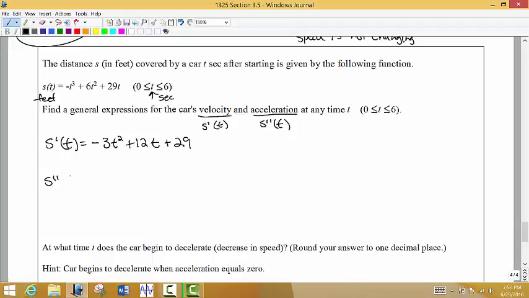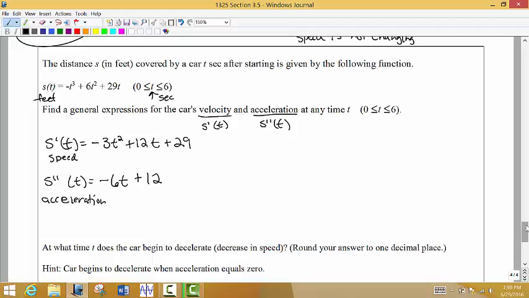So I want to find the second derivative. So we're going to take the derivative again. Okay, remember this tells me speed or velocity, and this tells me acceleration. Okay. Take the derivative again. 3 times 2 is negative 6t plus 12, and then the derivative of 29 is 0. So there's my second derivative. Okay, so pretty easy.